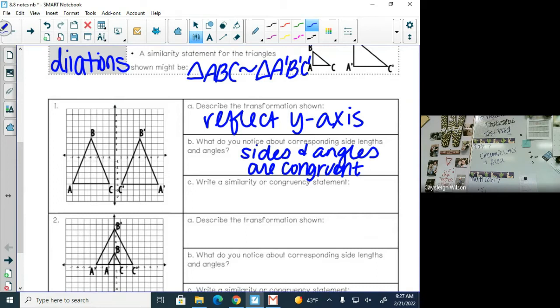And then it says, write a similarity or congruency statement. So that just means now you're going to say triangle ABC is congruent to triangle A prime, B prime, C prime. So triangle ABC is congruent, so that's the equal sign with the squiggle on top, to triangle A prime, B prime, C prime.